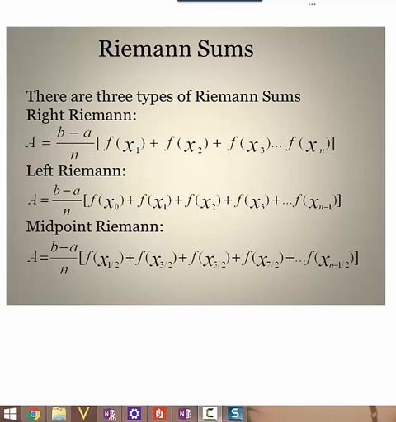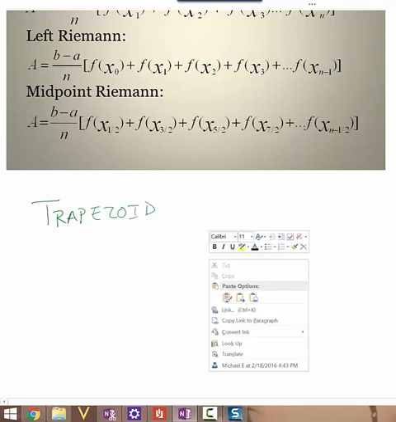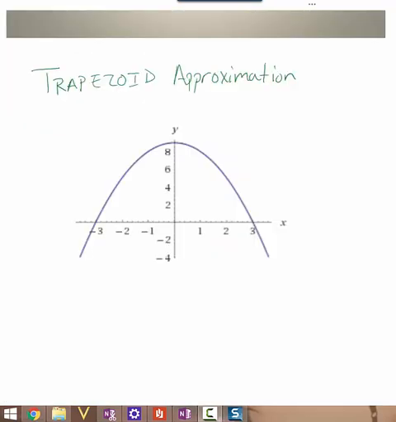And then there is one last approximation, and we're not going to go through it in detail, but it's called the trapezoid approximation. And it's not a Riemann sum, but what it does is you basically take each one of these and you turn it into a trapezoid. So instead of making it into a rectangle, it's a trapezoid. So it's not a Riemann sum because it's not a rectangle, but it does approximate very well. The formula is pretty complicated.